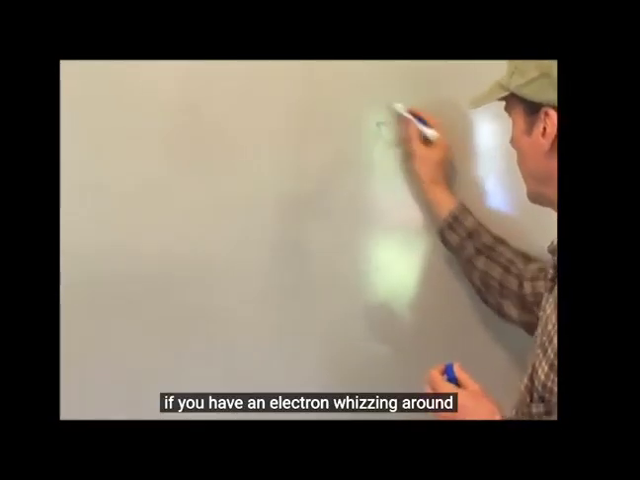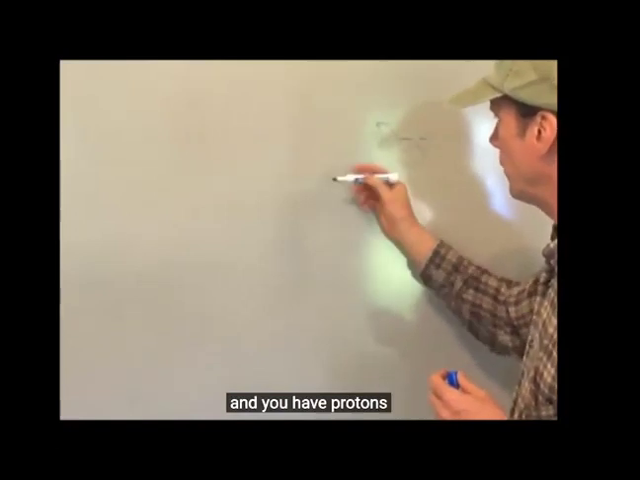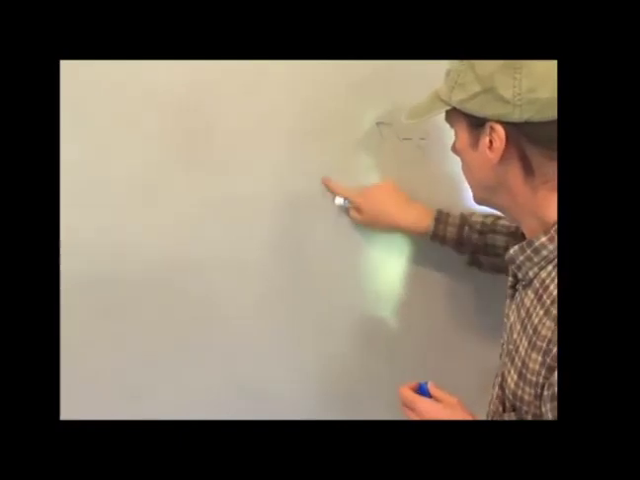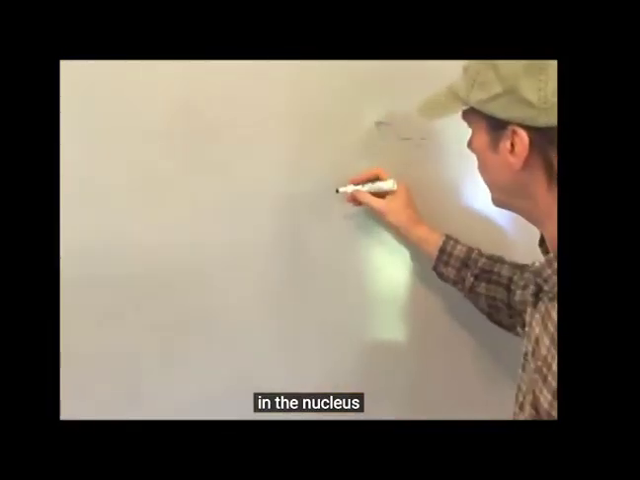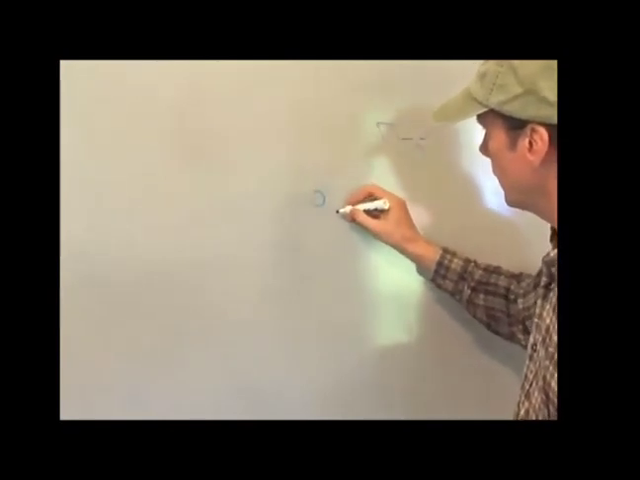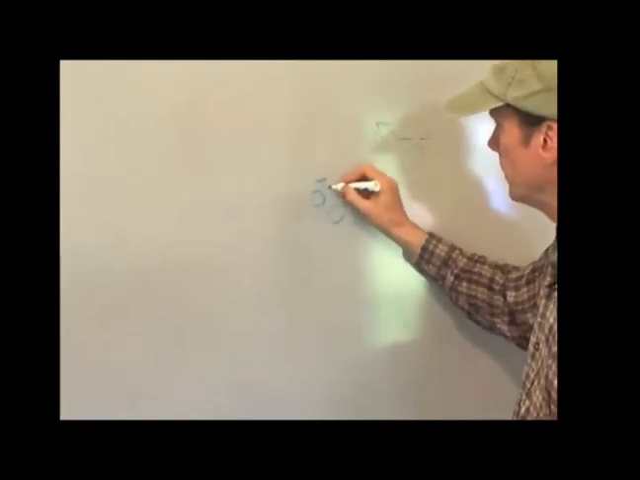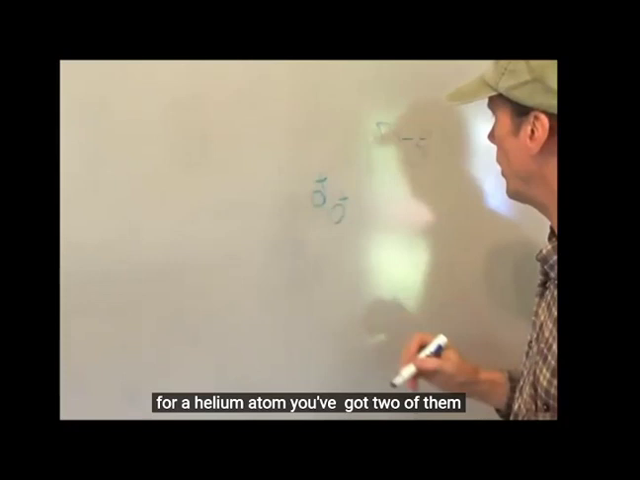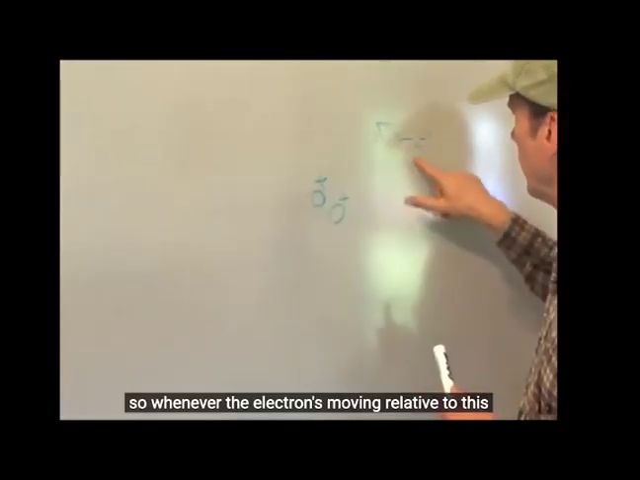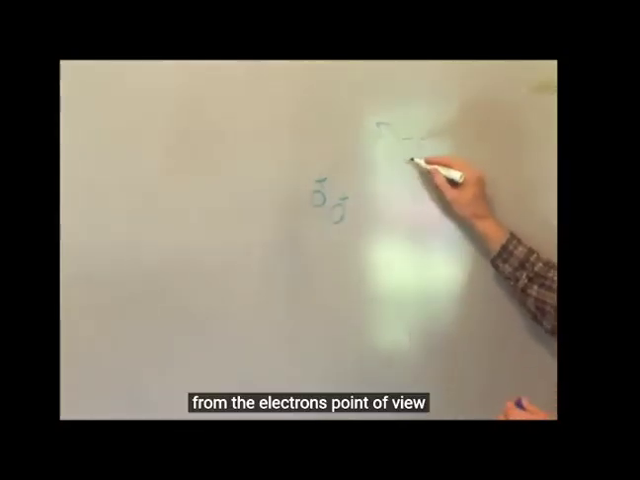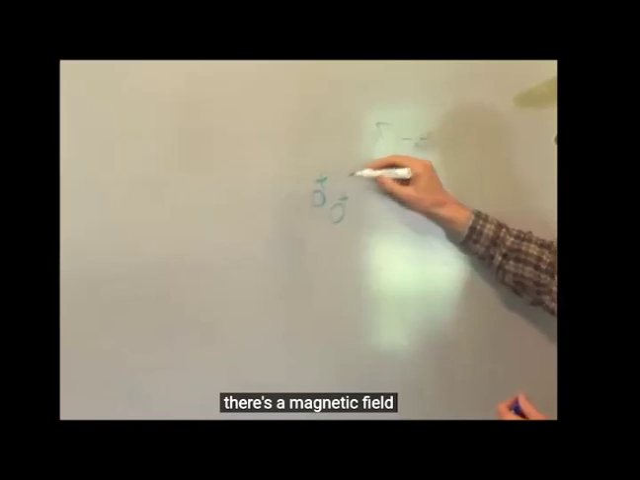If you have an electron whizzing around and you have protons, let me take a break, get a better marker. You have protons in the nucleus. For a helium atom, you've got two of them. So, whenever an electron's moving relative to this, then from the electron's point of view, there's a magnetic field.